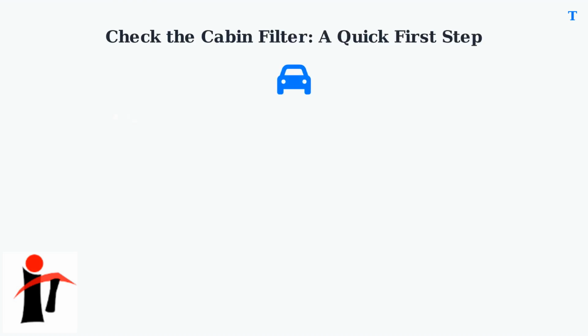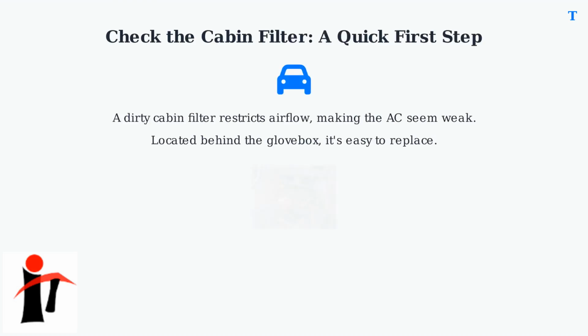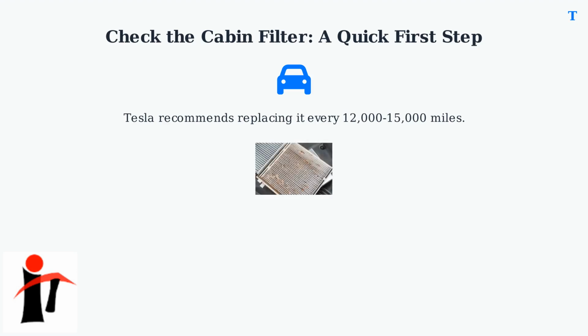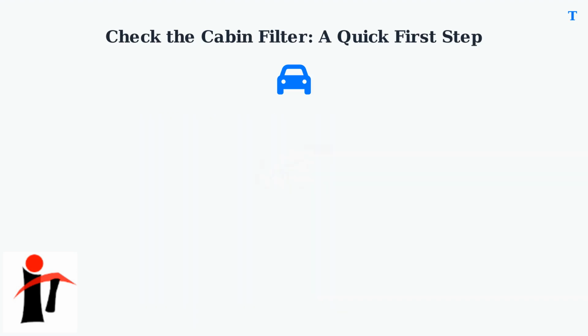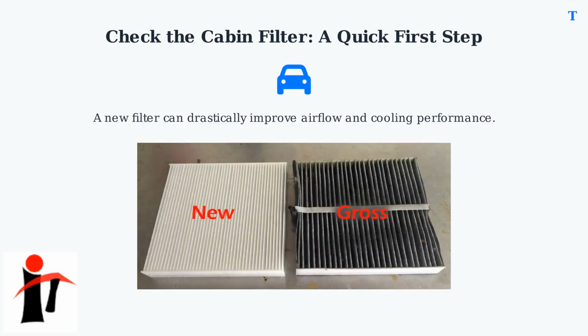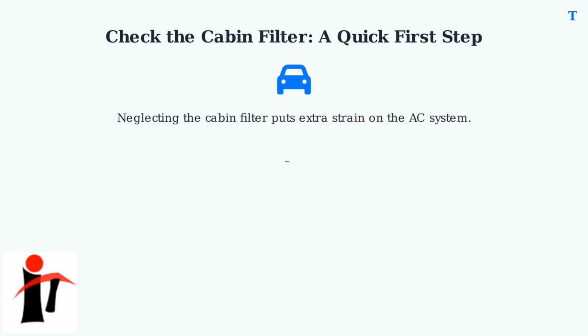A dirty cabin filter restricts airflow, making the AC seem weak. Located behind the glove box, it's easy to replace. Tesla recommends replacing it every 12,000 to 15,000 miles. A new filter can drastically improve airflow and cooling performance. Neglecting the cabin filter puts extra strain on the AC system.